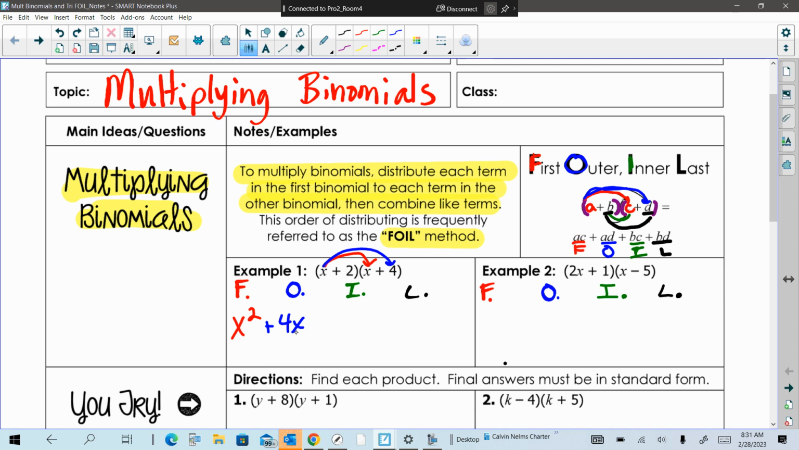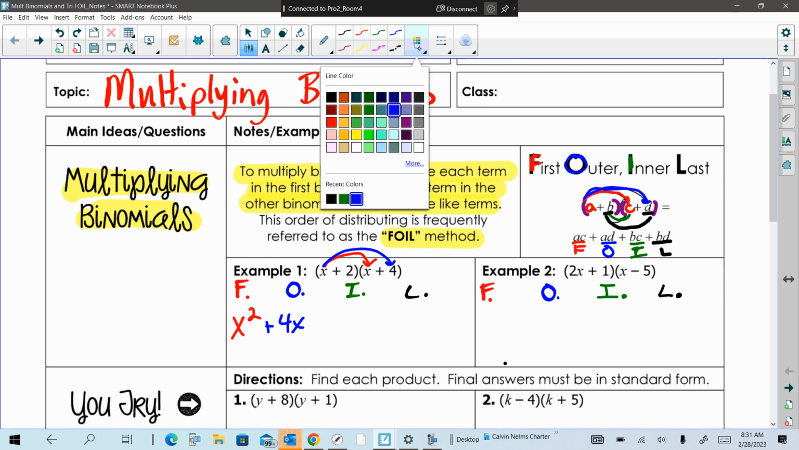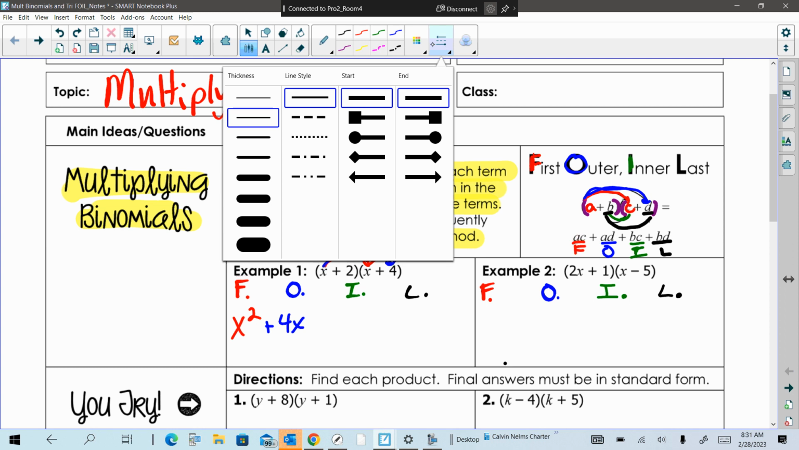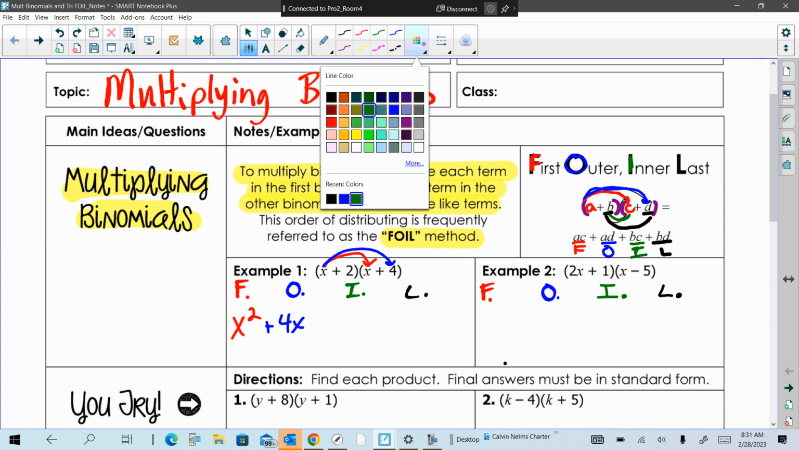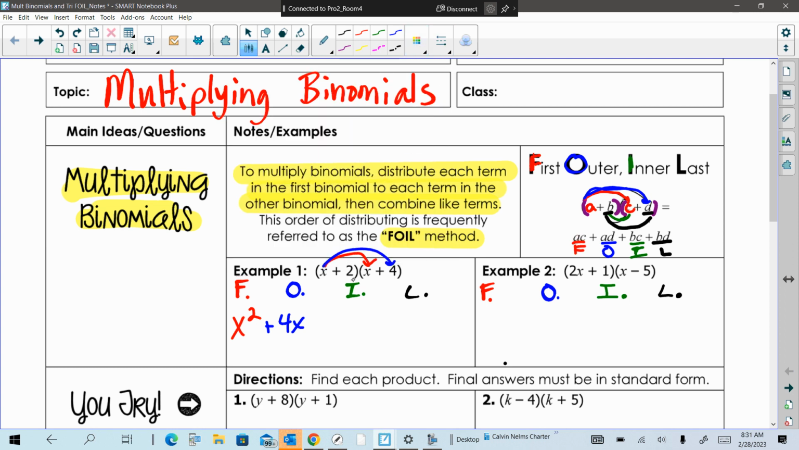Are y'all with me so far? All right, then we're going to do I, the inner terms. Okay, we look at the two that are inside, right here. So that would be 2 and the x gets multiplied together. And that would give me 2x. And then the last two numbers in each grouping are the 2 and the 4. So that would give me 8.